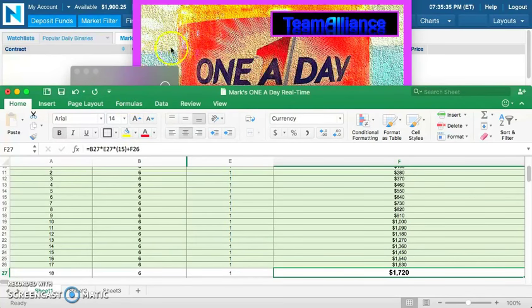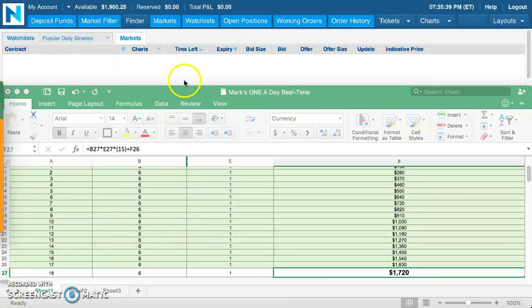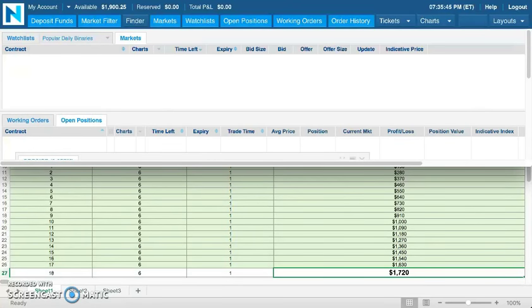Okay, so let's get into the spreadsheet. Let me move this out the way and close that. Let's get into the spreadsheet. All right.